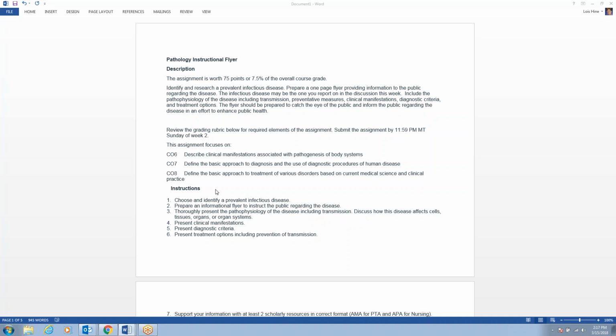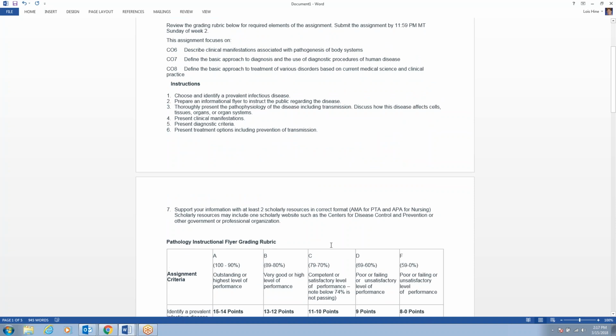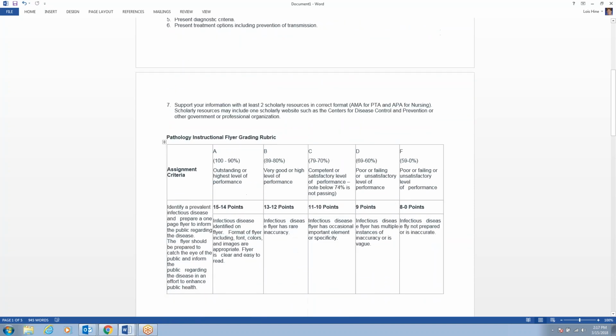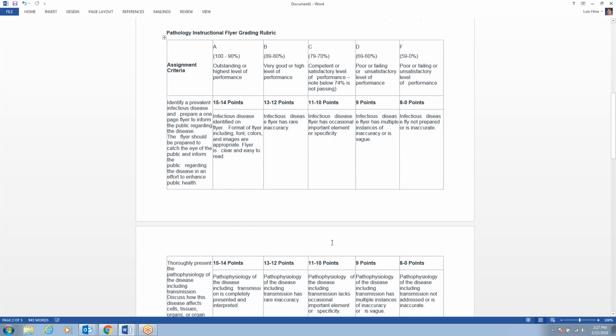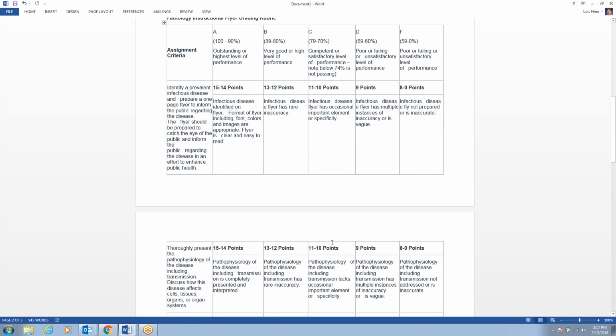And here are the outcomes that this is going to focus on. I'm going to drop on down here to the rubric, and we'll just go through this rubric. Then I'm going to show you a couple of flyers that some other students have done, and talk about those, so it gives you an idea. So we're going to identify a prevalent infectious disease and prepare this one-page flyer to inform the public, and it should be prepared to catch the eye regarding the disease.